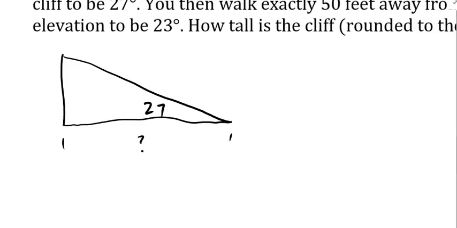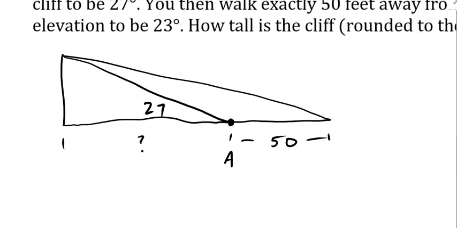Megan. So go 50 more this way. Good. And? Oh, good. And that's 23. And this is a right angle. And that's all the measurements you're given, and you're expected to find the height of the cliff.